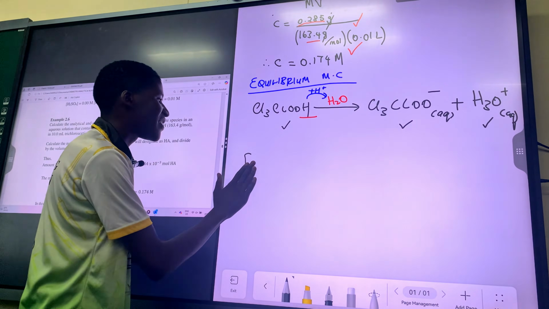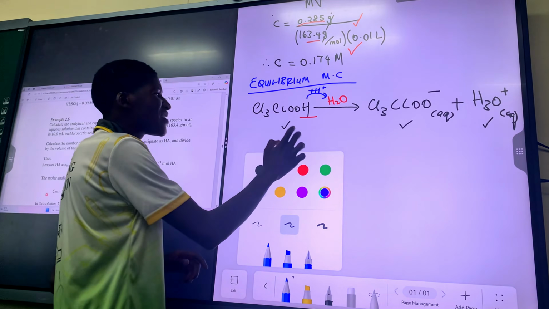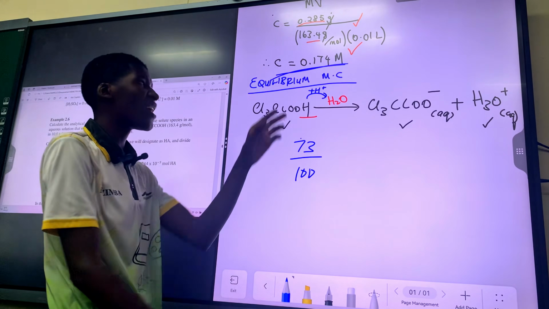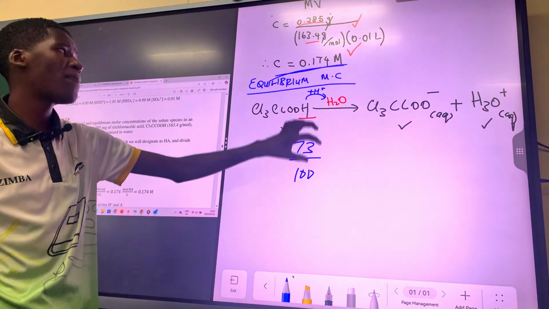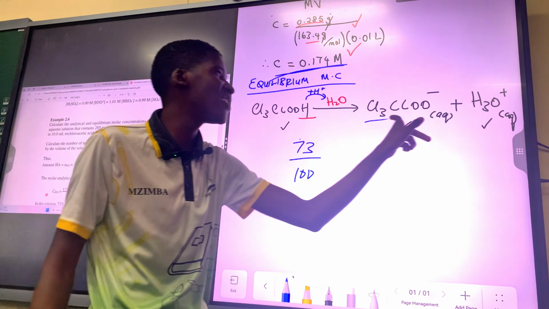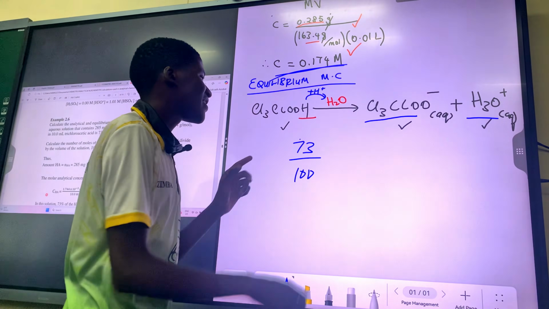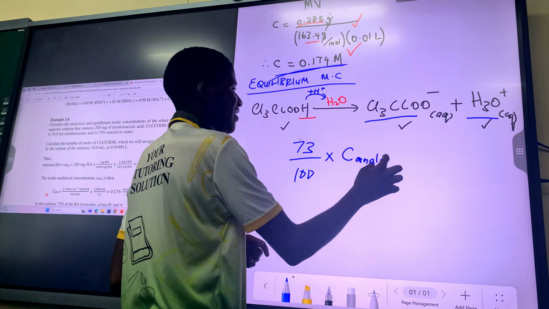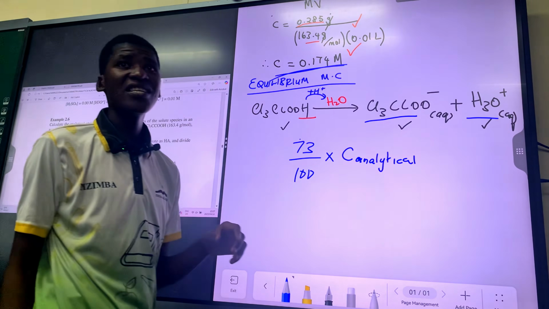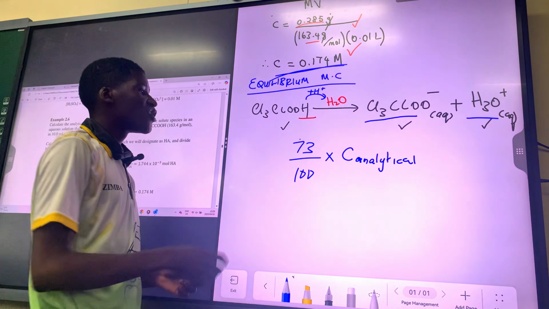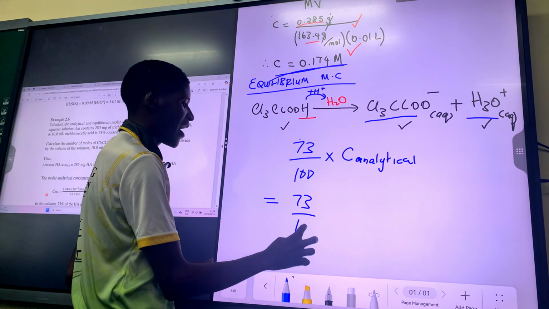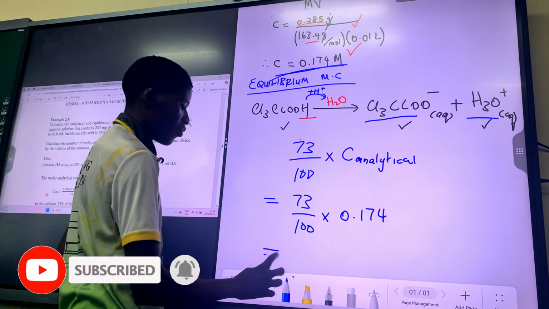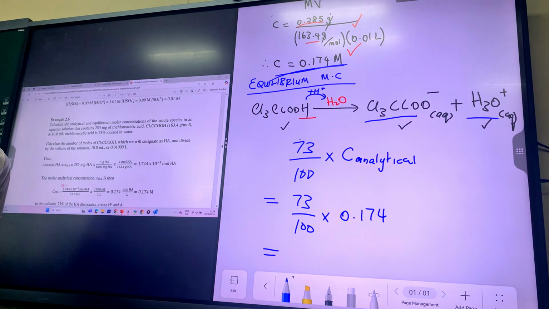What we know is that 73% has ionized. It means 73% of this concentration. I should say the concentration is the whole amount that was there. So 73% of it has changed into this and this. So 73 over 100 of the analytical concentration has ionized, basically. So this will give us 73 over 100 multiplied by the analytical concentration 0.174 molar, which will give us whatever number you will get there.